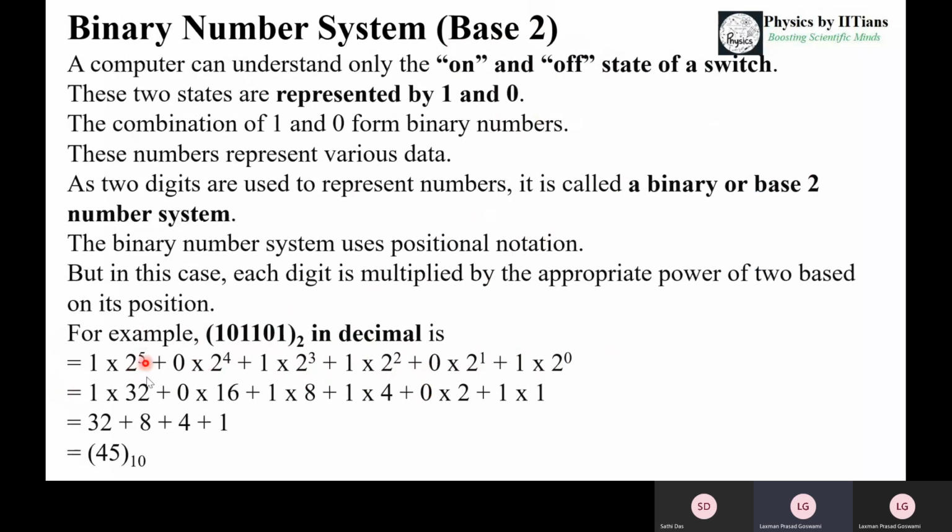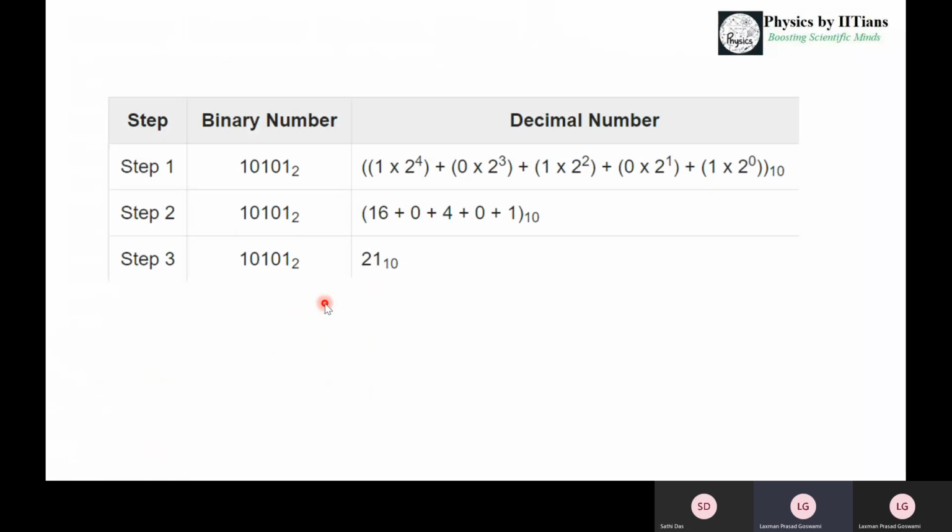So 2 to the power 5 is 32, 2 to the power 4 is 16, but it is multiplied by 0. So this whole number will come to 0. This is 8. 2 to the power 2 is 4. Then again it is 0. Then again it is 1. We can add all these numbers, 32 plus 8 plus 4 plus 1. It will be 45. So the number 101101 in binary number system is equivalent to 45 in decimal number system. Next number system.